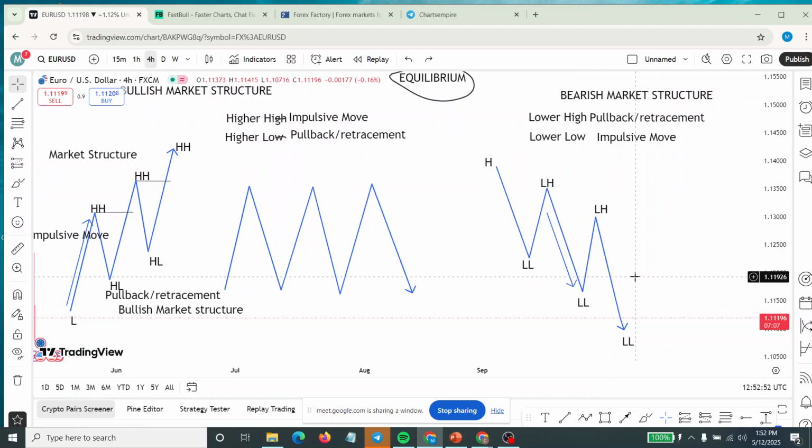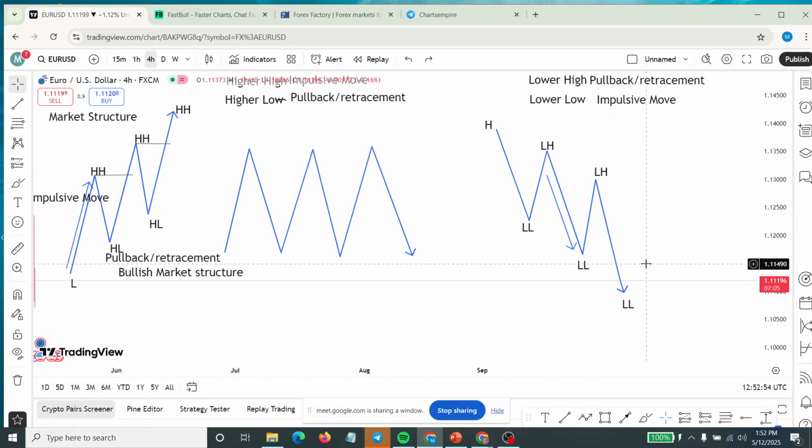So that tells you that even if you want to join the trend and you are looking to buy or to sell, you don't want to buy or sell in an impulsive movement. You want to enter when the market gives you a pullback or retracement so that you can join the trend of the market.